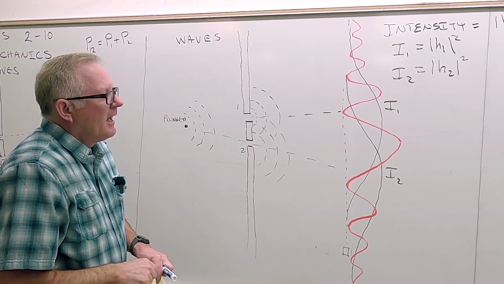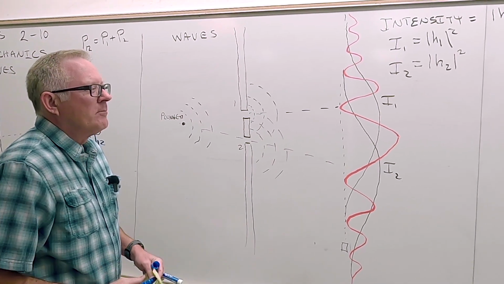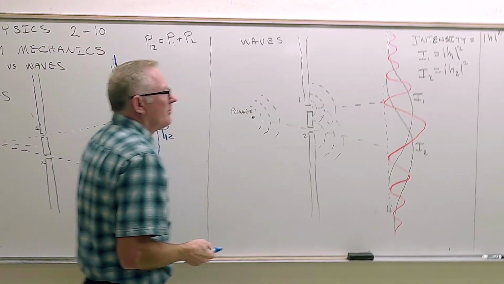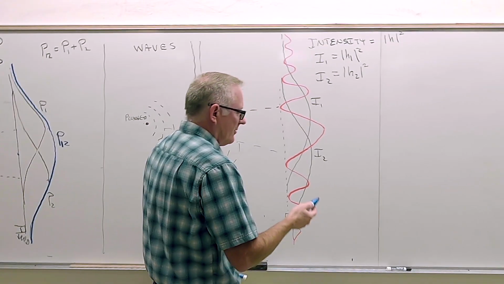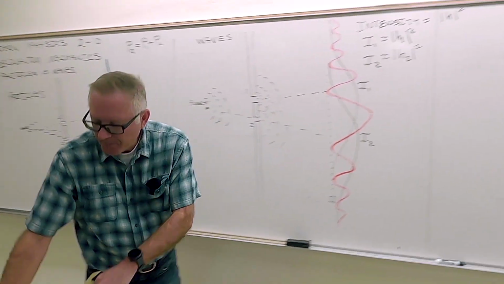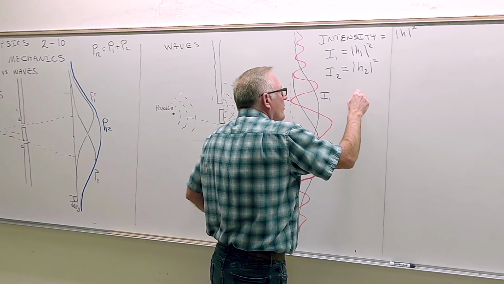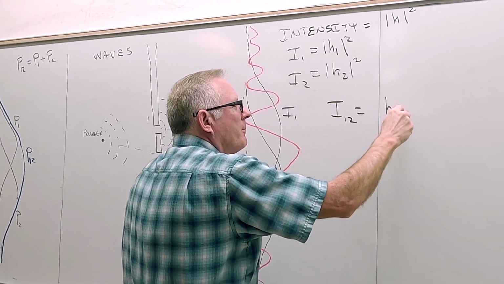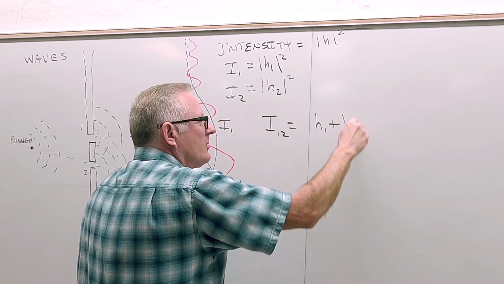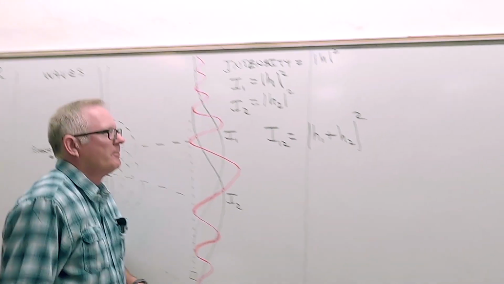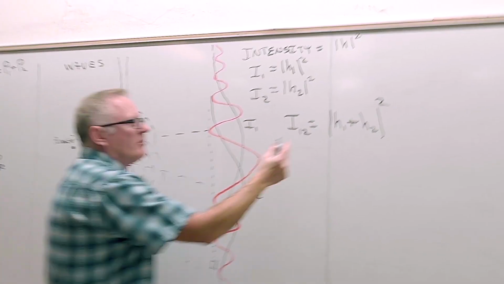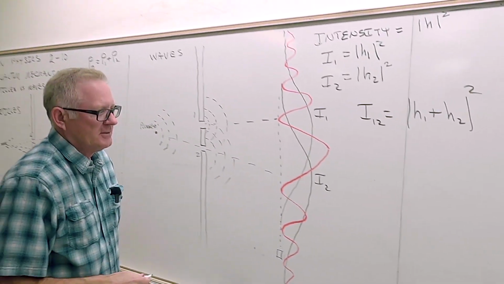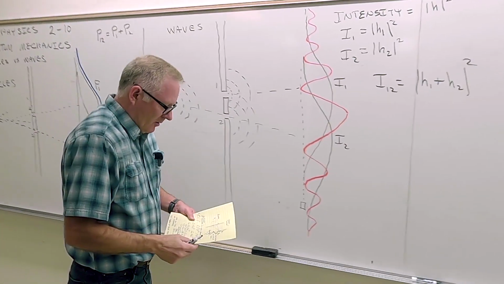Well, it's not I1 plus I2 like this. This was P12 is P1 plus P2, but I12 is not I1 plus I2. What you have to do is, for waves, I12 is equal to H1 plus H2, and then squared. So you don't square these and add them, you add them and square them. So that's the difference.